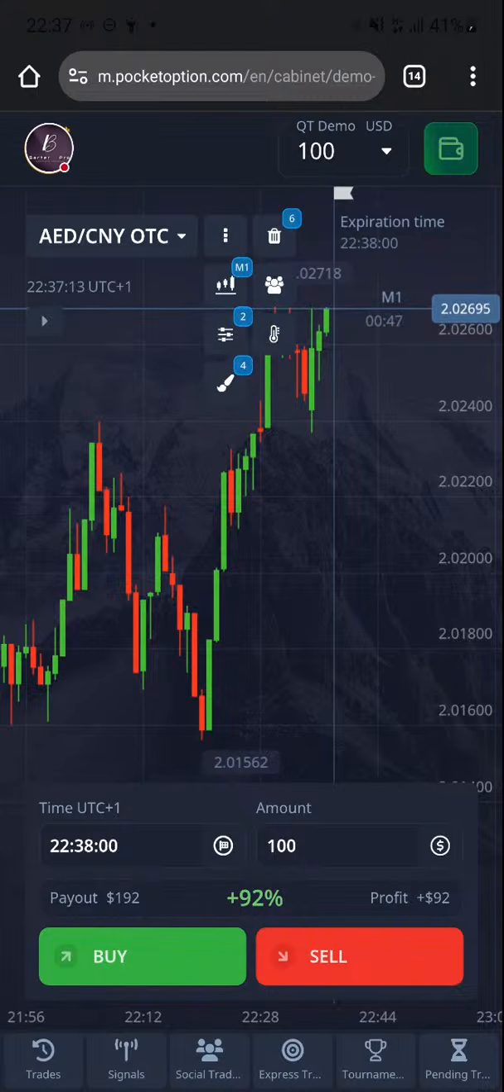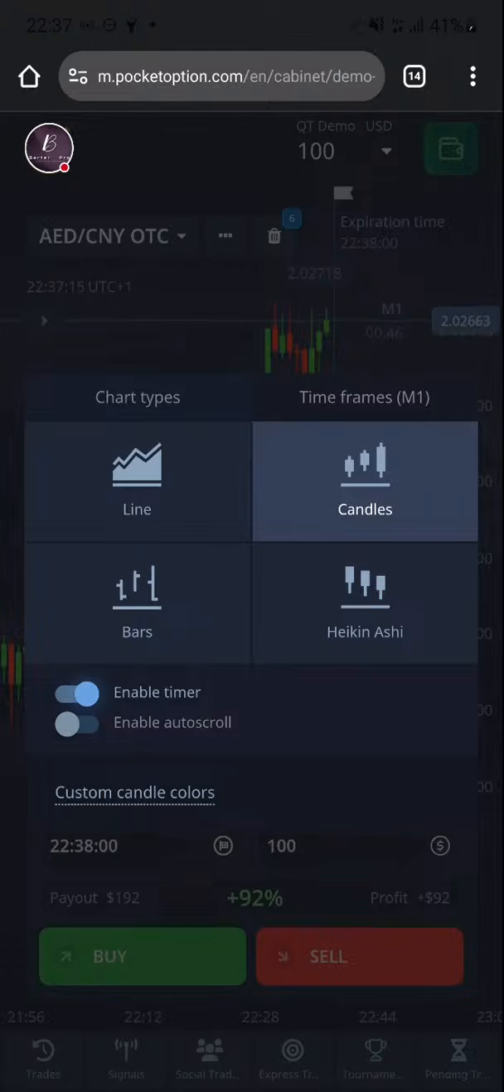Let's start from here. So the setup we're rocking right now is chart type is candlesticks.